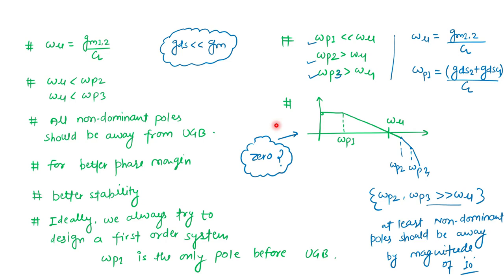Zero should also come into the picture because in this 5 transistor OTA structure, we are seeing two paths from input to output. This I will mention later. So there is a possibility of a zero as well, and where this zero lies, we will see in the coming calculations.